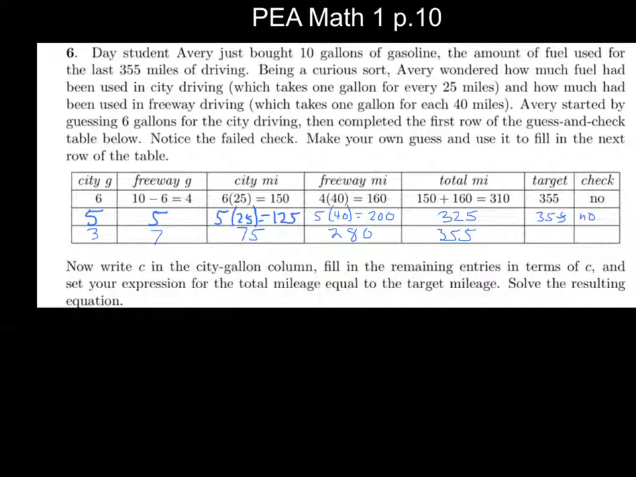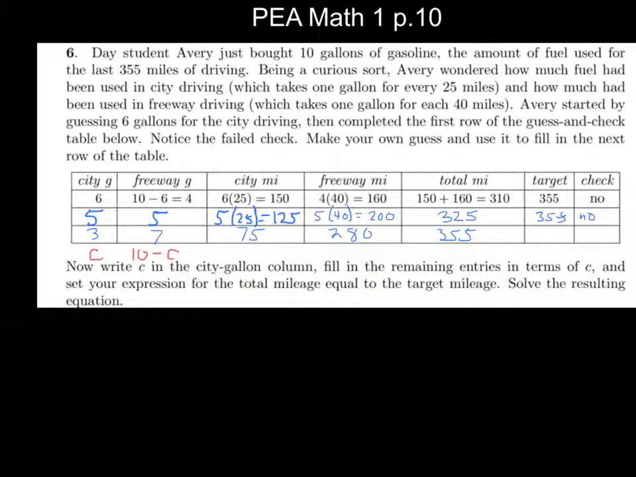Now here's the thing: we want to come up with an idea using variables. And it says write C in the city gallon column. Okay, so I'm going to write it way down here. Actually, we could probably just do it right here. We can call that C. If that's C, what's our freeway gallons going to be? 10 minus C. We call it F, but we only want one variable. So just do 10 minus C, because we just took 10 minus, that's what we did here. This was 10 minus this 5, this was 10 minus 3, so that's 10 minus C.